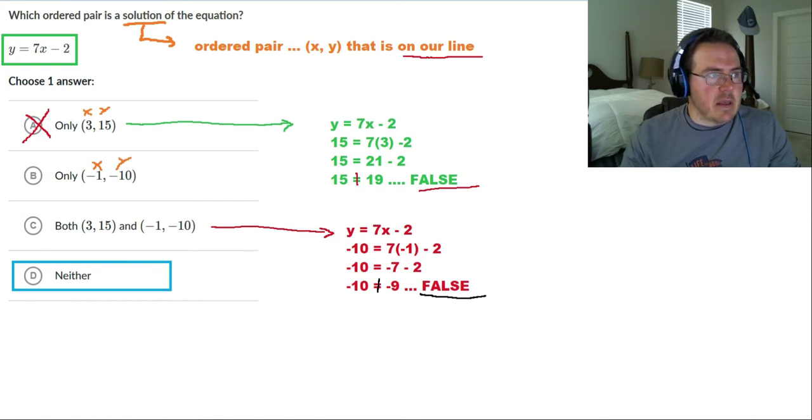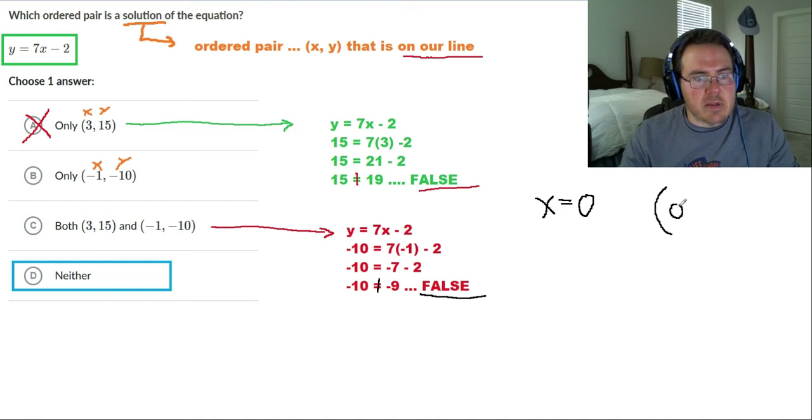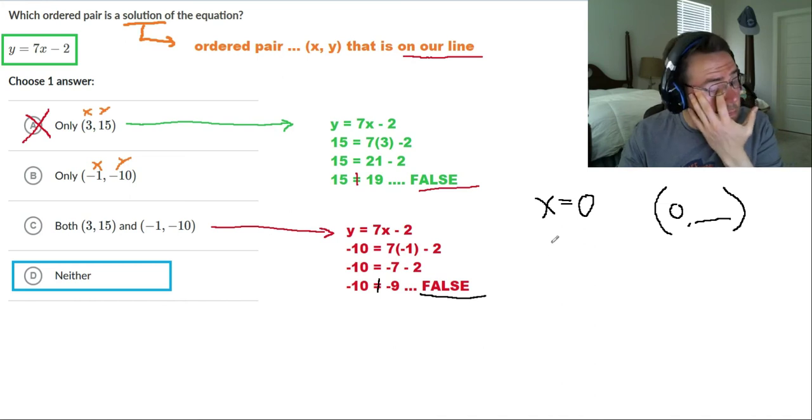So let's just say, we can make one up to make it work, just so you know what it would look like. Let's say that x equals 0. So in our ordered pair, it'd be 0, comma, something. Well, if x equals 0, then here's what would happen.